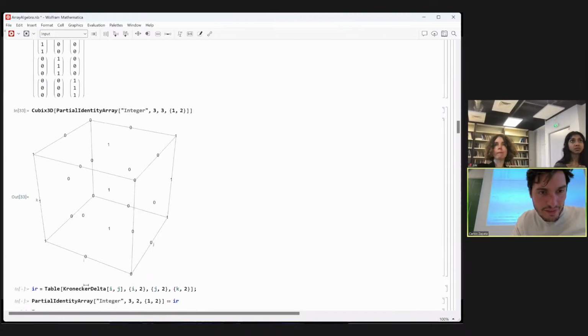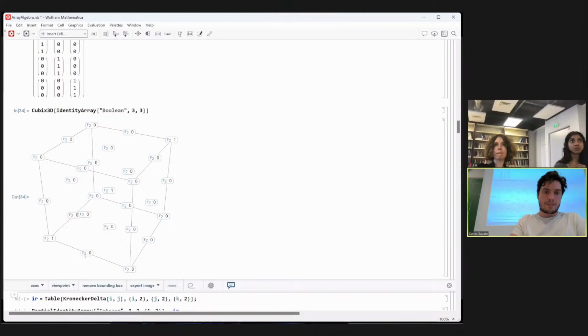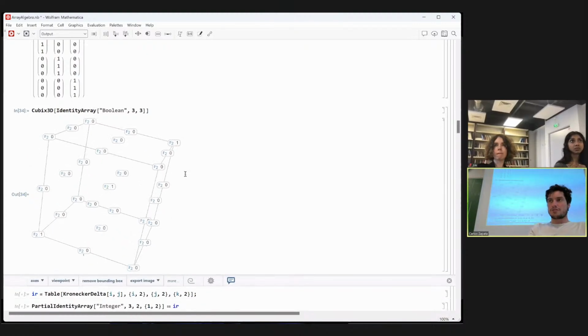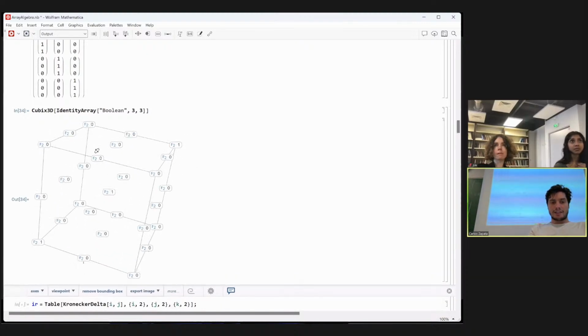Identity array. Okay. So if I change this for identity array, and you just specify that you want it to be Boolean, for example, 3 by 3 by 3. So that's the identity array. You can see that there's all zeros except for 1 in a corner, 1 in the middle, and 1 in another corner, right? So that's what we're calling ID.